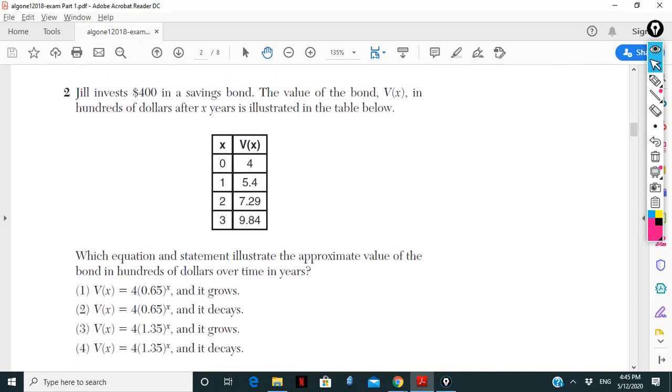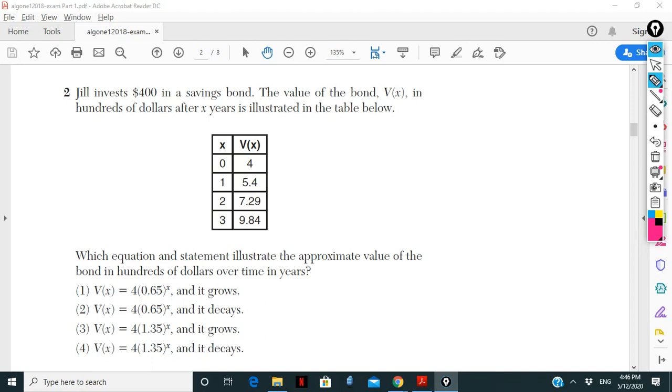Jill invests 400 in a savings account or a savings bond. The value of the bond, V(x), in hundreds of dollars after x years is illustrated in the table below. So x was 0, V(x) is 4; 1, it's 5.4; 2, it's 7.29. So now, which equation illustrates the approximate value of the bond in hundreds of dollars over time in years?